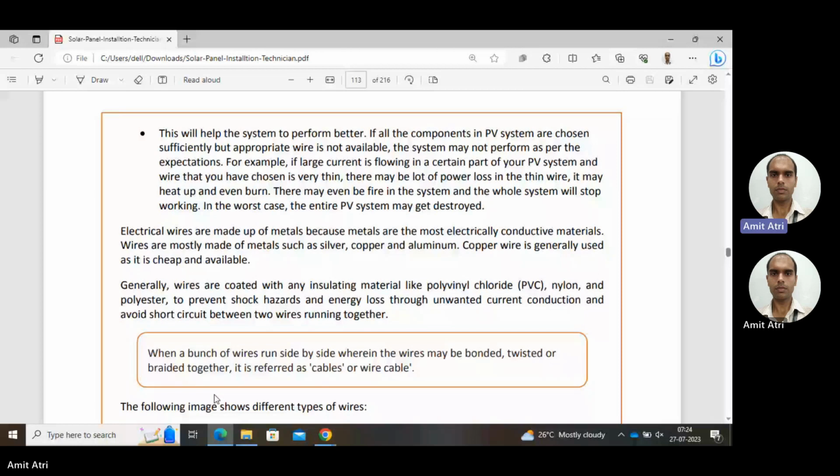Generally, wires are coated with an insulating material like polyvinyl chloride (PVC), nylon, or polyester, so as to prevent shock hazards and energy loss through unwanted conduction, and to avoid short circuits between two wires running together. That is the outer covering of the wire.